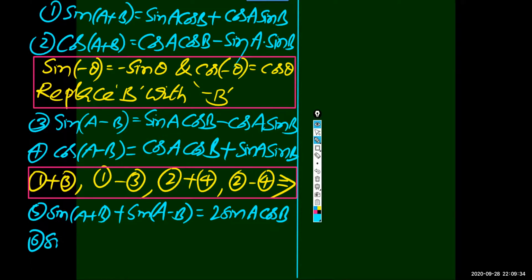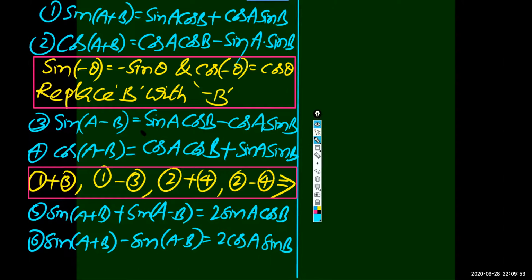Similarly, subtraction you are telling me now. Sine of a plus b minus sine of a minus b. What happens after subtracting? 2 cos a sine b. Very good, very good. 2 cos a sine b. Correct now? Now, what next, please?